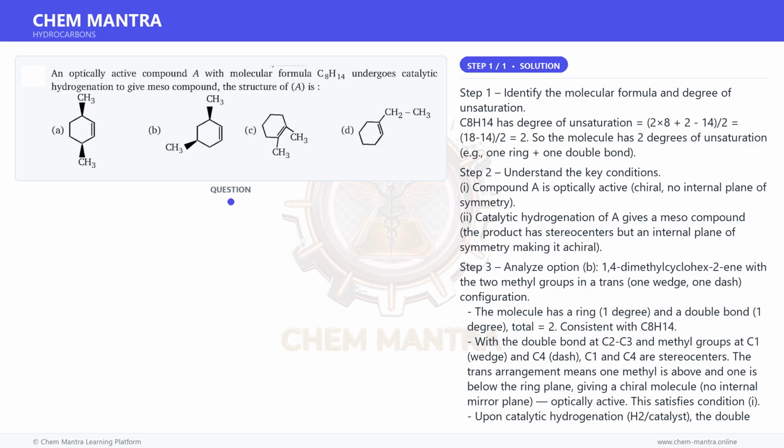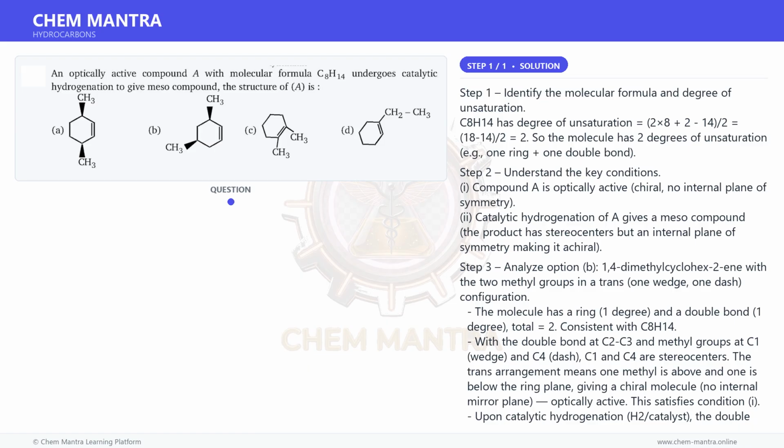This satisfies condition 1. Upon catalytic hydrogenation, H2 with catalyst, the double bond is reduced. The hydrogens add to the same face, syn addition. The ring becomes 1,4-dimethylcyclohexane. Because the starting material has the methyls trans to each other, one up, one down, the hydrogenation saturates the ring giving cis 1,4-dimethylcyclohexane. The 2 methyls end up on the same side relative to the ring.